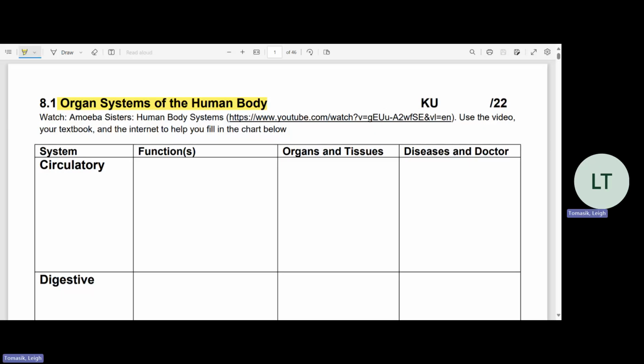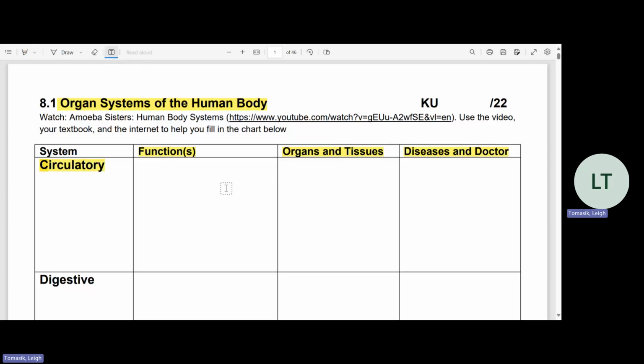And I find that sometimes students don't have what I consider to be critical information about the different organ systems of the body. So we're going to start off by making sure that you know the functions, the organs and tissues, and some diseases and a doctor that you would go to if you had problems with your, for example, circulatory system.